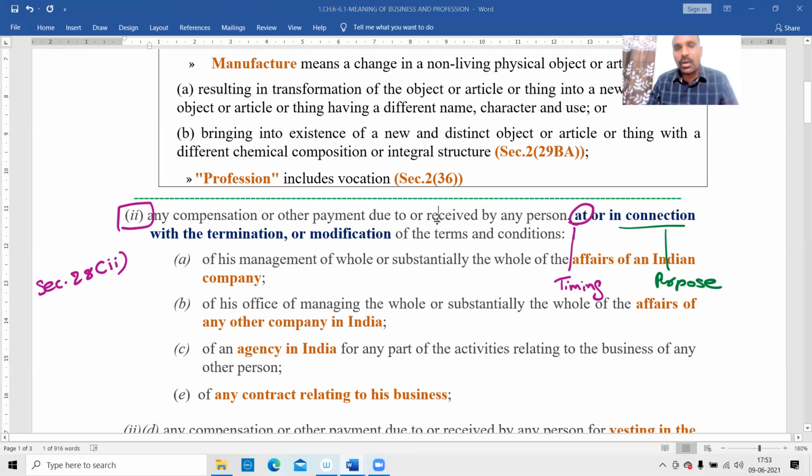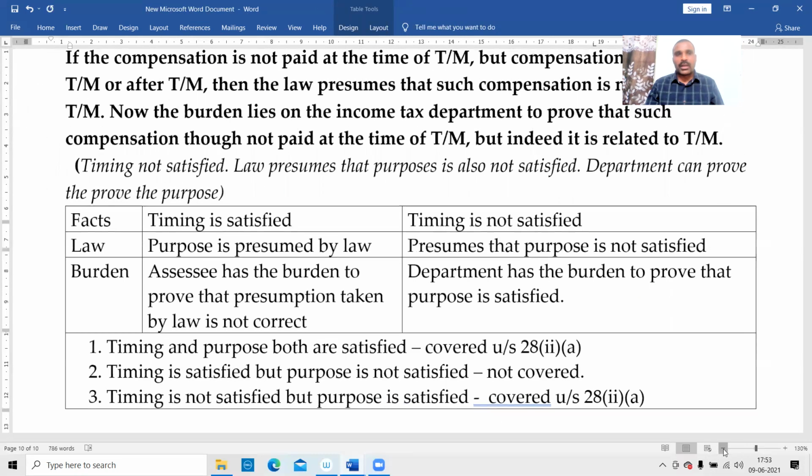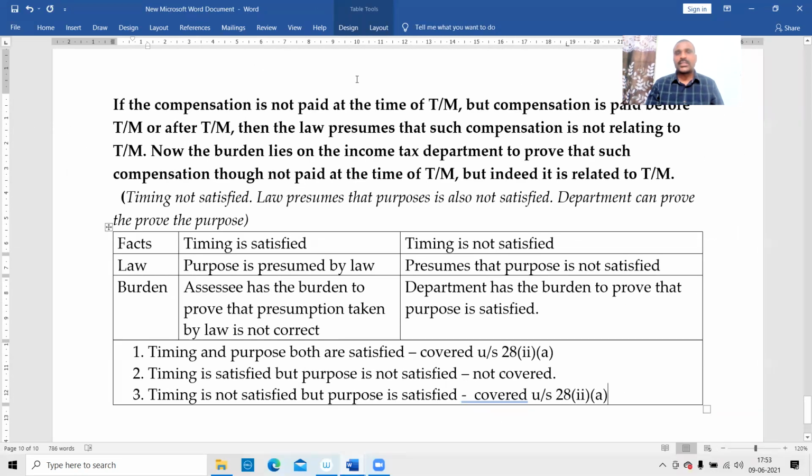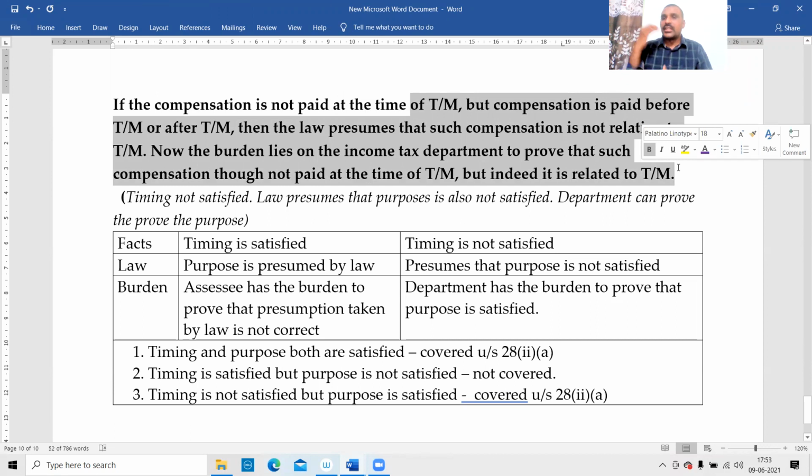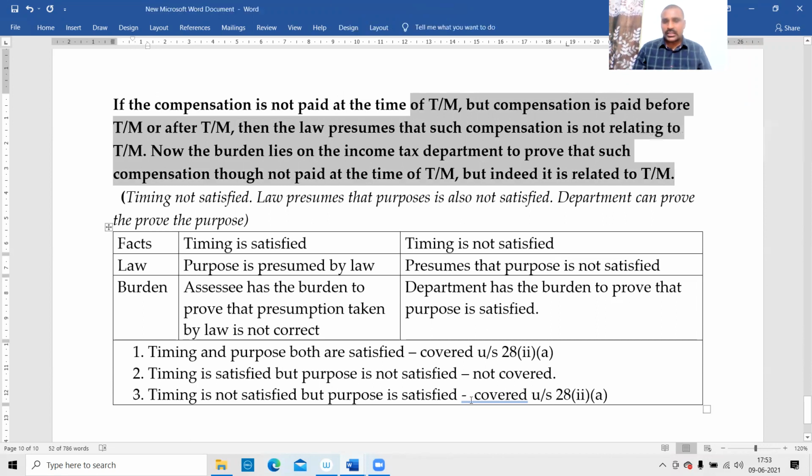Okay, right, the important point is purpose. If the compensation is not paid at the time of termination or modification, but is paid before or after that, then the law presumes that such compensation is not related to termination or modification. Now the burden lies on the department to prove that such compensation, though not paid at that time, is indeed related to the termination or modification. So this is how we have to understand this provision.